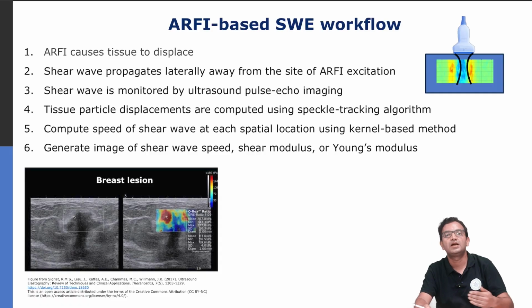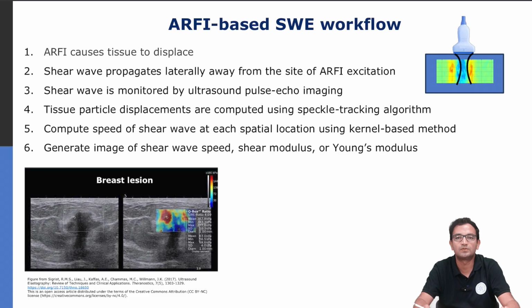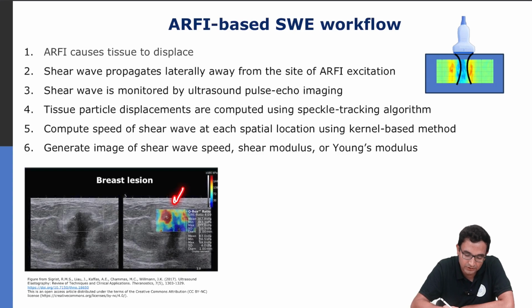Speckle displacement is actually taken as a surrogate for the actual tissue's displacement, and this is a good approximation. From that, you get the speed of the shear wave at each spatial location, at each pixel essentially, using kernel based methods. And then you can generate an image of either the shear wave speed or the shear modulus or the Young's modulus under these approximations. So, here is a shear wave elastography image of a breast lesion, and you see this hot spot that is related to a region of high stiffness, which is actually a tumor.